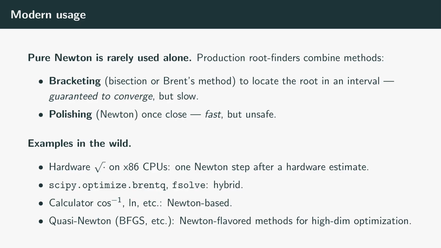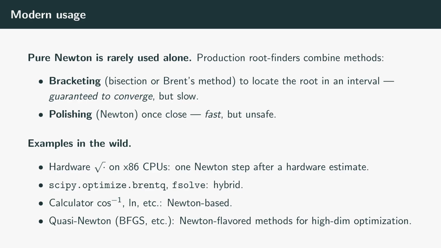Examples in the wild. The square root instruction on Intel and AMD CPUs uses a hardware lookup table to generate a rough initial estimate of the square root of x, then performs 1 Newton step in hardware to polish it to full precision. Total time, a few nanoseconds. The Python function scipy.optimize.brentq is a hybrid of bracketing and inverse quadratic interpolation with Newton-like polish. fsolve in MATLAB and SciPy is Newton-based. Your scientific calculator computes inverse cosine, natural log, arctangent, all transcendental inverses, by Newton's method under the hood.